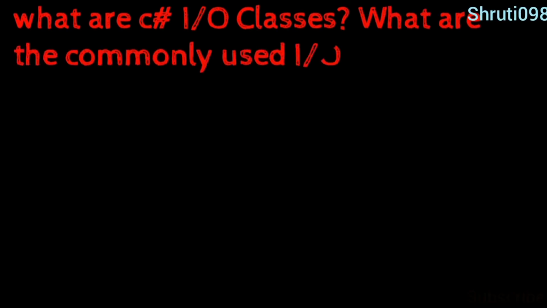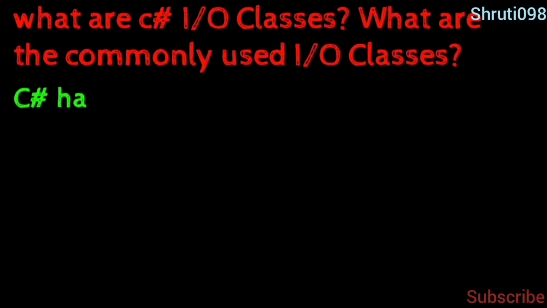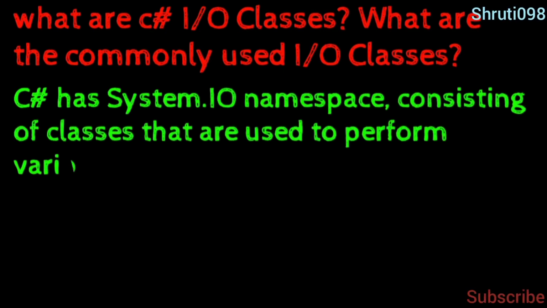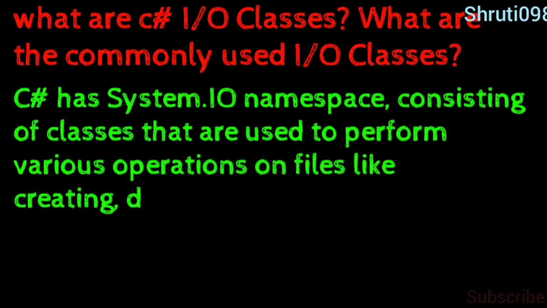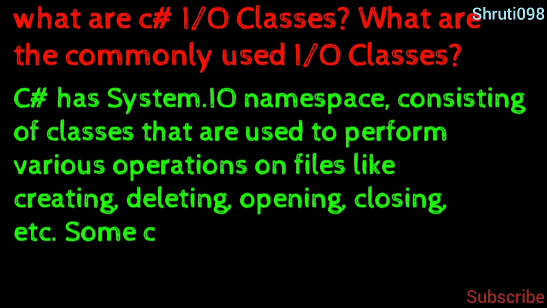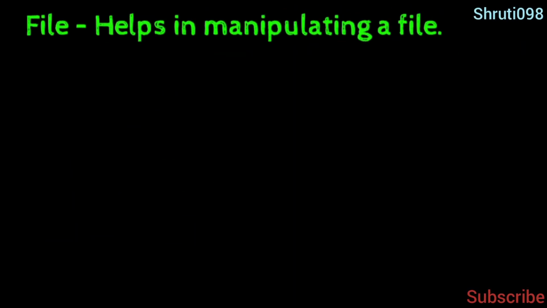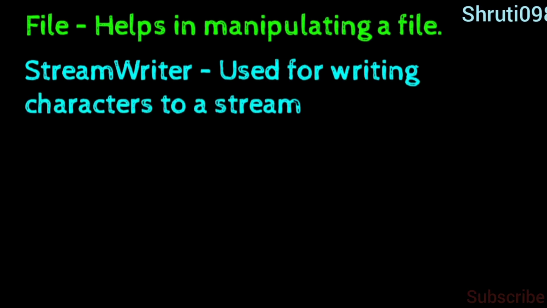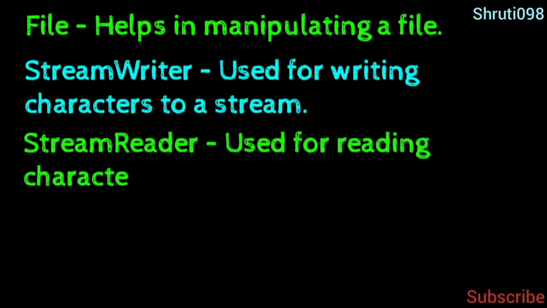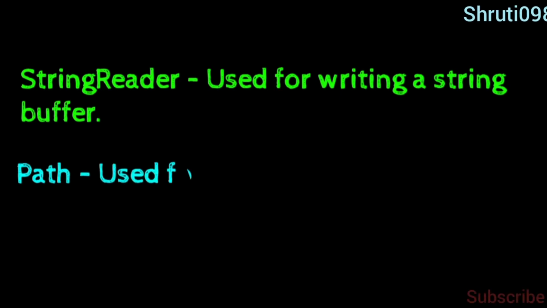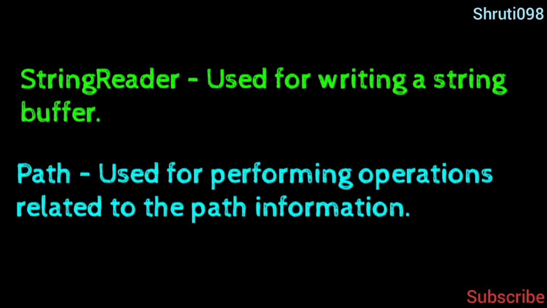Question: what are C# IO classes? What are the commonly used IO classes? Answer: C# has the System.IO namespace, consisting of classes that are used to perform various operations on files like creating, deleting, opening, closing, etc. Some commonly used IO classes are: File, helps in manipulating a file; StreamWriter, used for writing characters to a stream; StreamReader, used for reading characters from a stream; StringWriter, used for writing to a string buffer; StringReader, used for reading from a string buffer; Path, used for performing operations related to the path information.